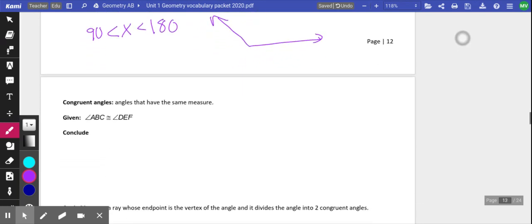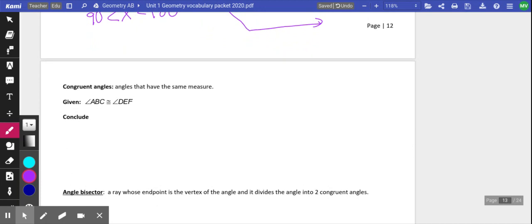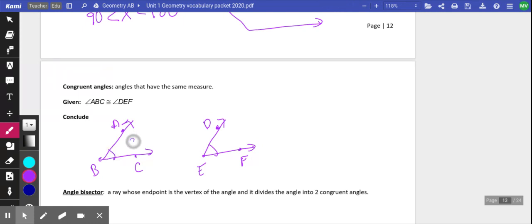Congruent angles have the same measure. So ABC is congruent to DEF. So that means when I draw them, I would label them congruent by putting a little arc over the angle. And that would mean, say, these are both 30 degrees.